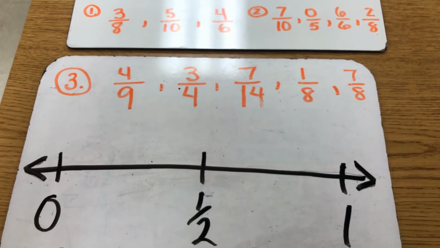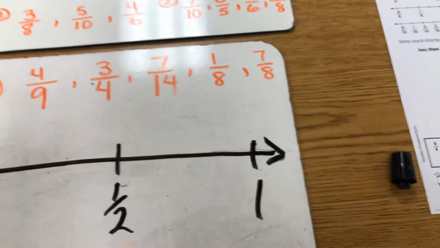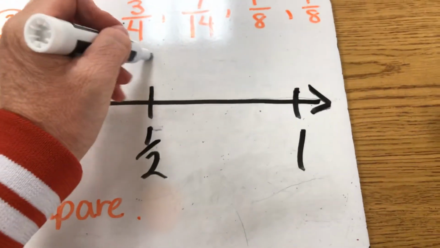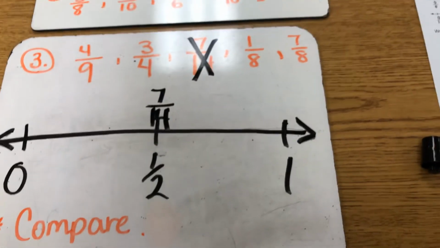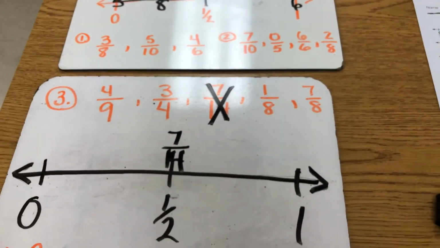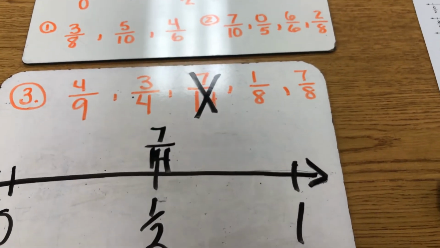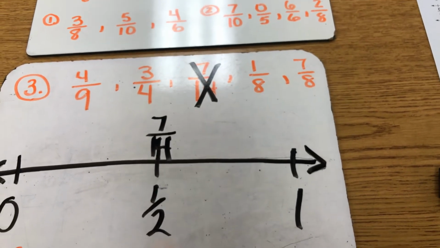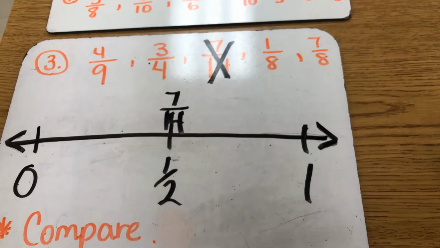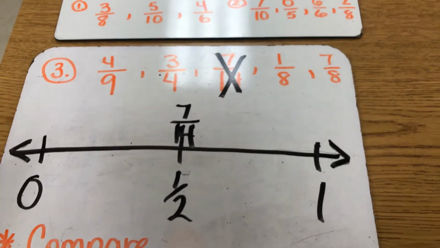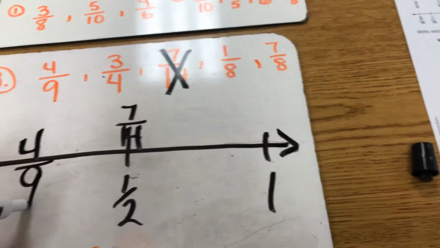So 4/9, 3/4, 7/14. 7 is half of 14. So 7/14, I'm done with that one. Got it where it needs to be. Okay, 4/9. Tricky because 9's not an even number. So half of 9 is actually 4.5. Anything less than 4.5 would be less, and anything greater than 4.5 would be greater than a half. So 4 is less than 4.5, right? So that's going to go over here somewhere, 4/9.